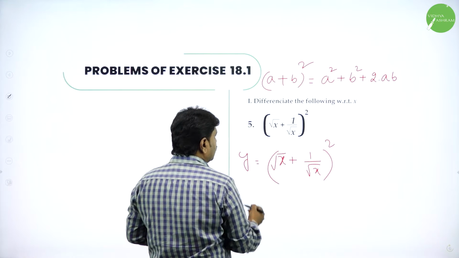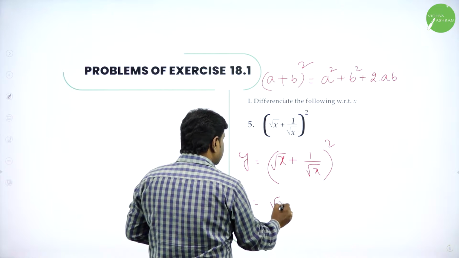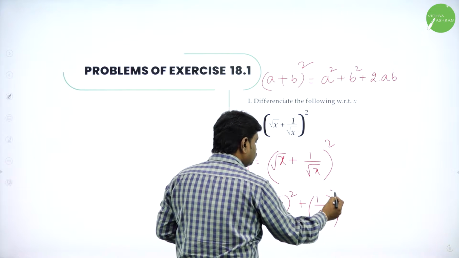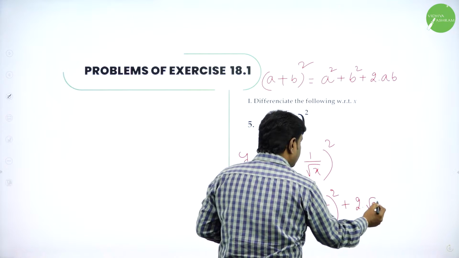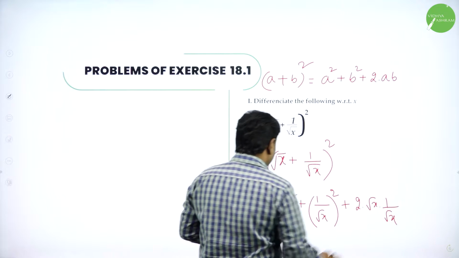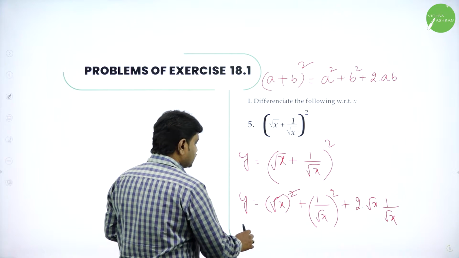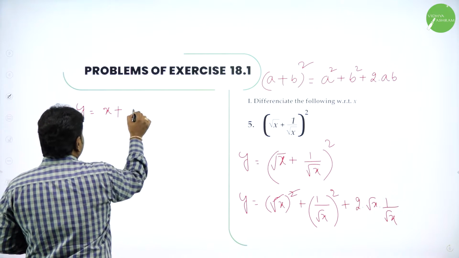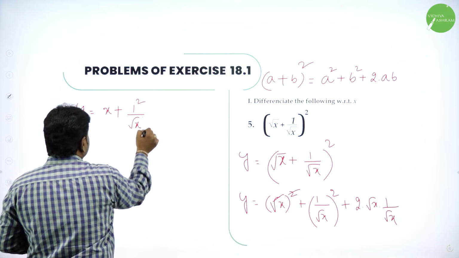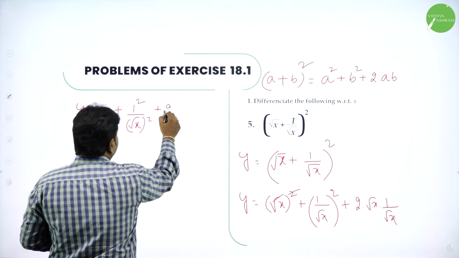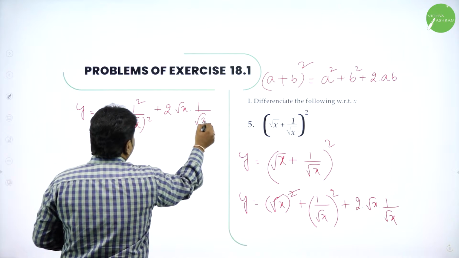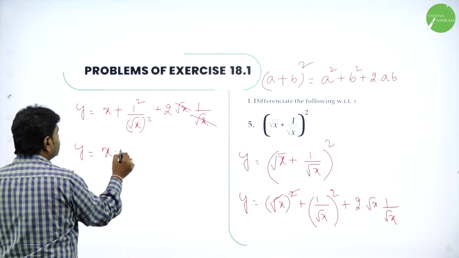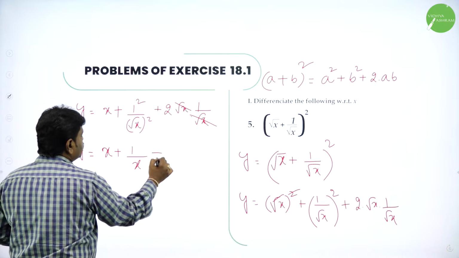So root x plus 1 by root x. So y is equal to root x the whole square plus 1 by root x the whole square plus 2 into root x into 1 by root x. Now simplify this, square root cancels, and further y is equal to x plus 1 by x, since 1 square by root x the whole square is 1 by x, plus 2 into root x into 1 by root x. Again root x and root x cancel, so y becomes x plus 1 by x plus 2.